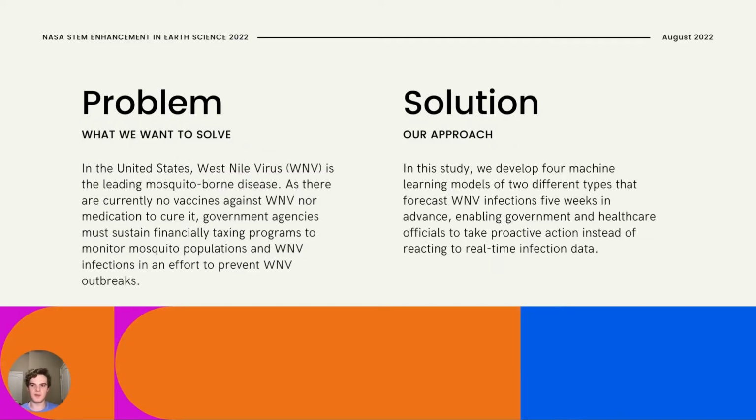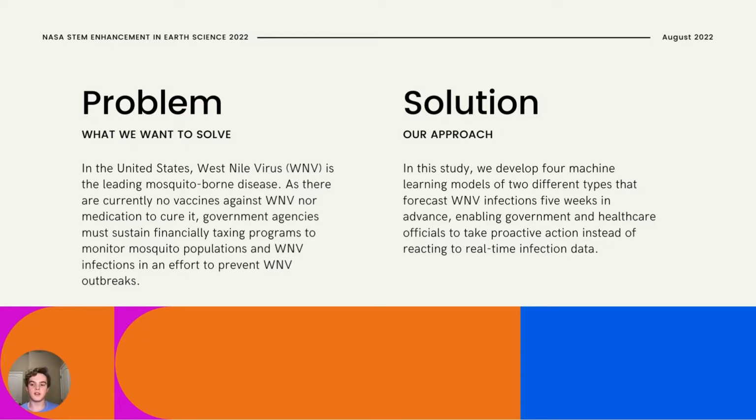We have a problem. Mosquitoes are vectors for a number of serious illnesses, one of which is West Nile virus. In the United States, West Nile virus is the leading mosquito-borne disease. As there are currently no vaccines to prevent West Nile virus, nor medications to cure it, government agencies must sustain financially taxing programs to monitor mosquito populations and West Nile virus infections in an effort to prevent West Nile virus outbreaks. In our study, we provide a solution.